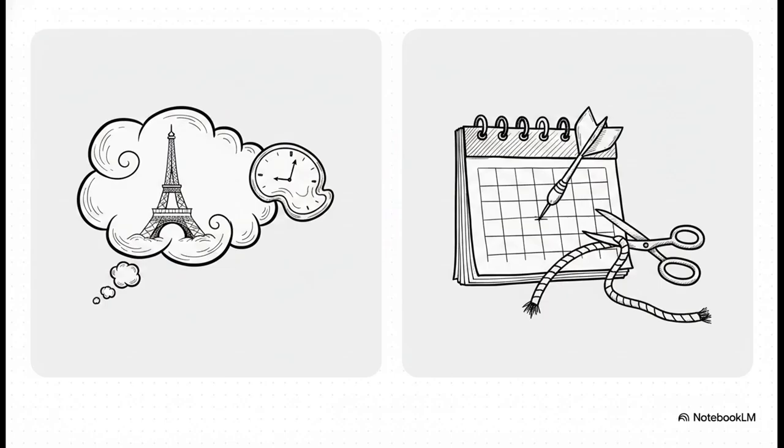But with the simple past, the time is specific. I visited Paris in 2022. The second you name the exact date or time it happened, that rope connecting it to the present is cut, and you absolutely must use the simple past.